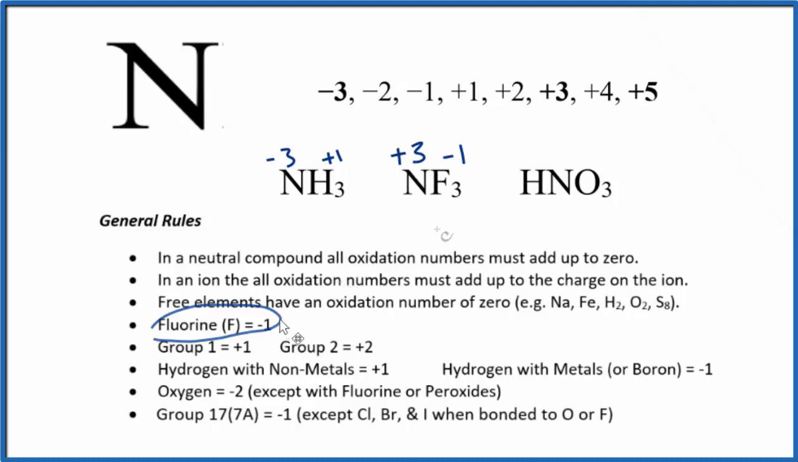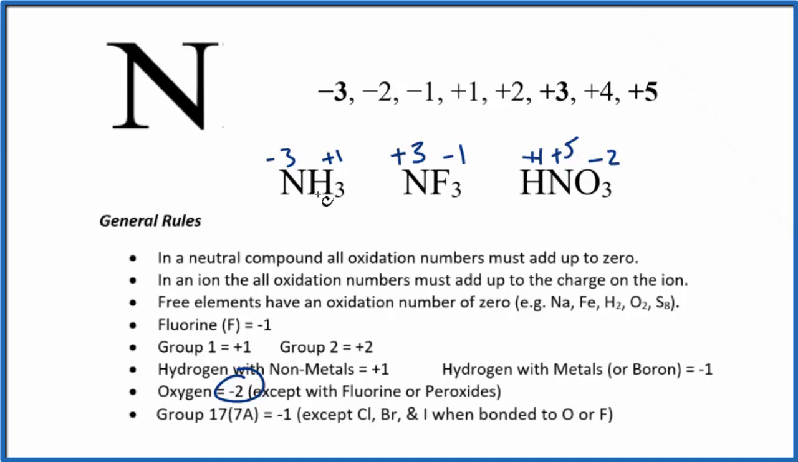For nitric acid, hydrogen is going to be +1. Oxygen, almost always -2. So we have to figure out what the nitrogen is. We have 3 times -2, that's -6, plus 1, that's -5. Here the nitrogen has to be a +5.